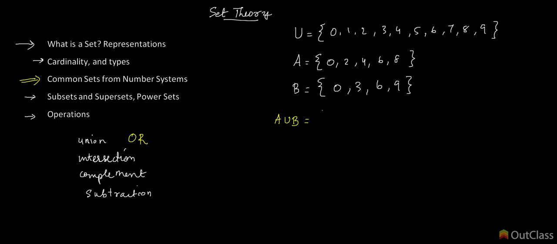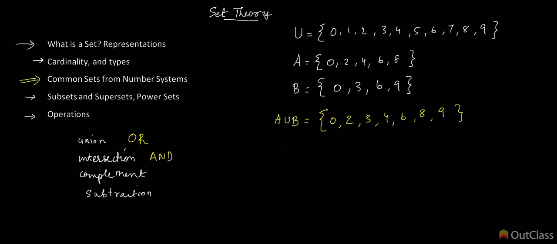A union B means elements that are present in A or B, or both. It could be both as well. So then it will be 0, 2, 3, 4, 6, 8, 9, which are basically numbers which are divisible by 2 or by 3. That is union.